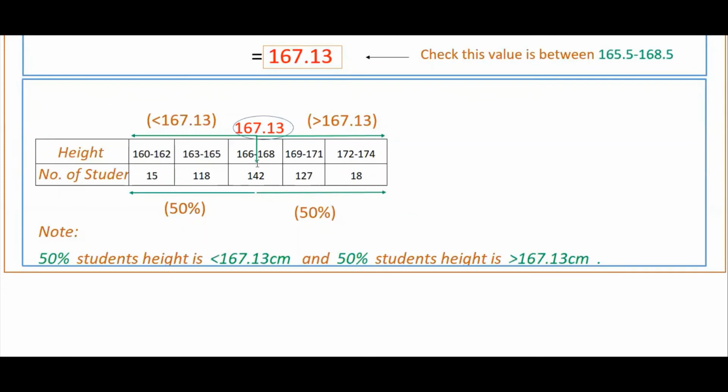So this value is between here, and if you check, all these values are less than this median, that is less than 167.13, and all these values are greater than 167.13. You can check here. And if you calculate the number of students also, here if you add, approximately you will get 50% here, 50% here on either side of this median. Therefore, 50% of students' height is less than 167.13 centimeters, and 50% of students' height is greater than 167.13 centimeters.